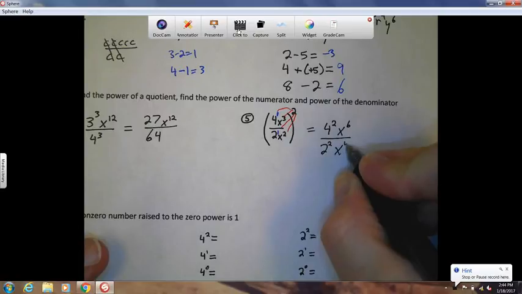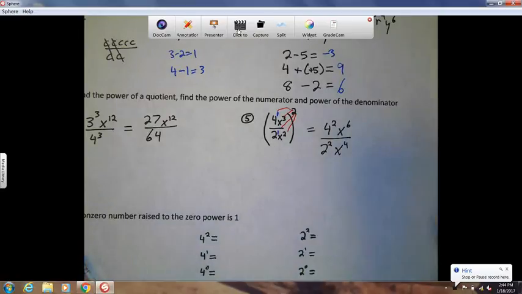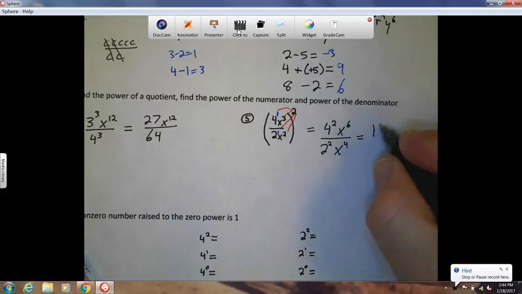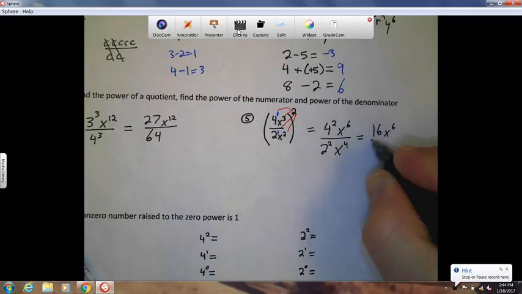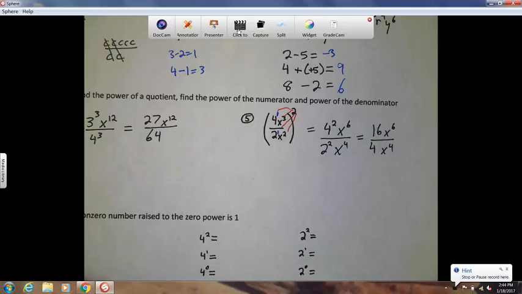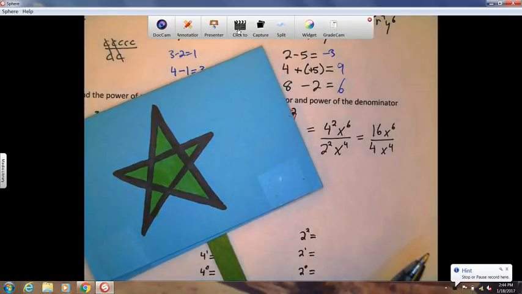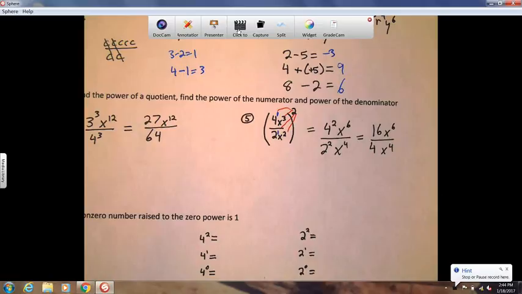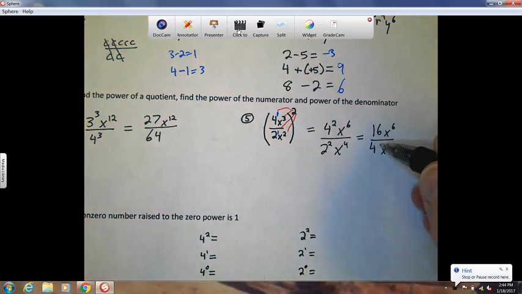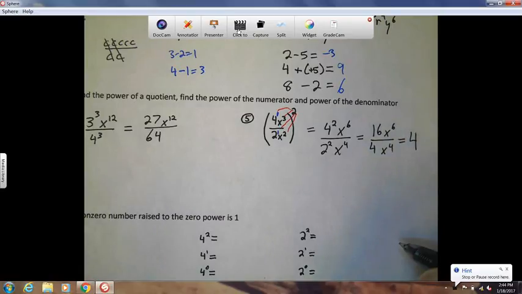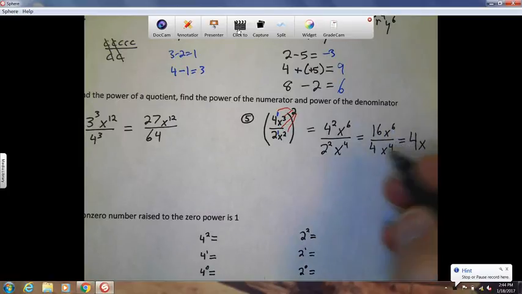Now I'm going to simplify even further, but I need to finish this part first. So I have 16, X to the sixth, 4, X to the fourth. Now pay attention right here. This is a common mistake. This is not 16 minus 4. It's 16 divided by 4. So it's 4. And for X, I subtract exponents. So 6 minus 4 is 2. So 4x to the second.